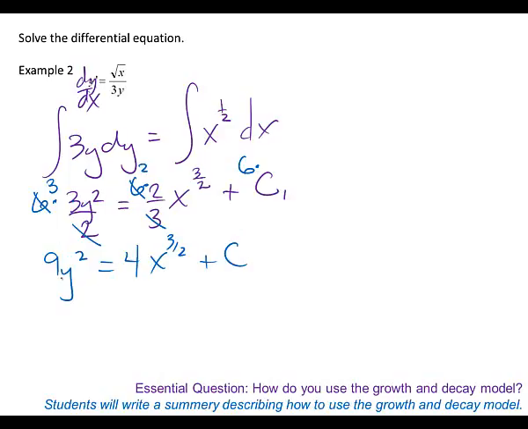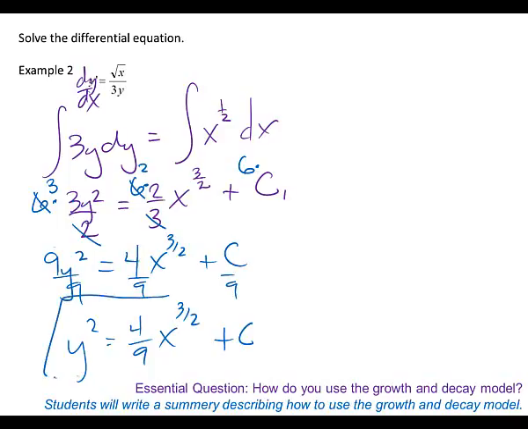All right, I've got to get rid of the 9 in front. It lets me leave the y squared. So how do I get rid of the 9? We're going to divide everything by 9, including the constant, which is still just going to be a constant. So y squared equals 4/9 x to the 3/2 plus c.